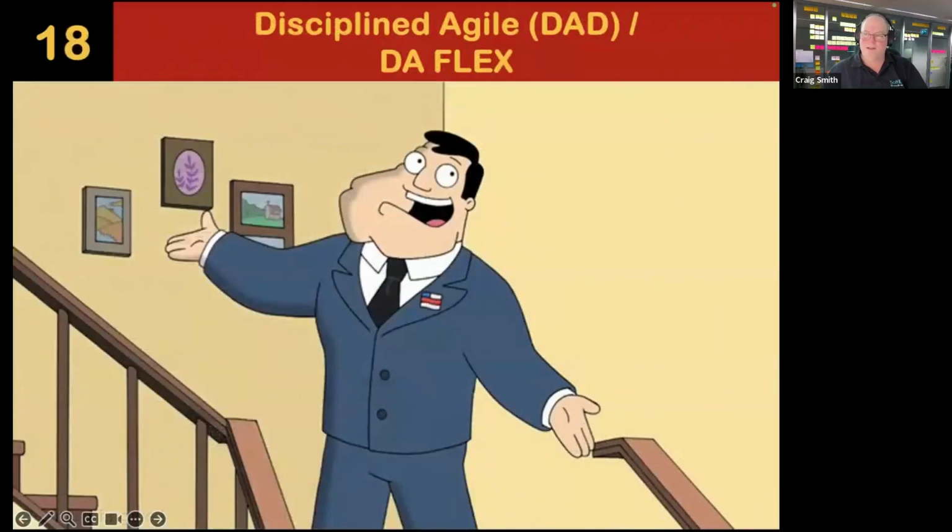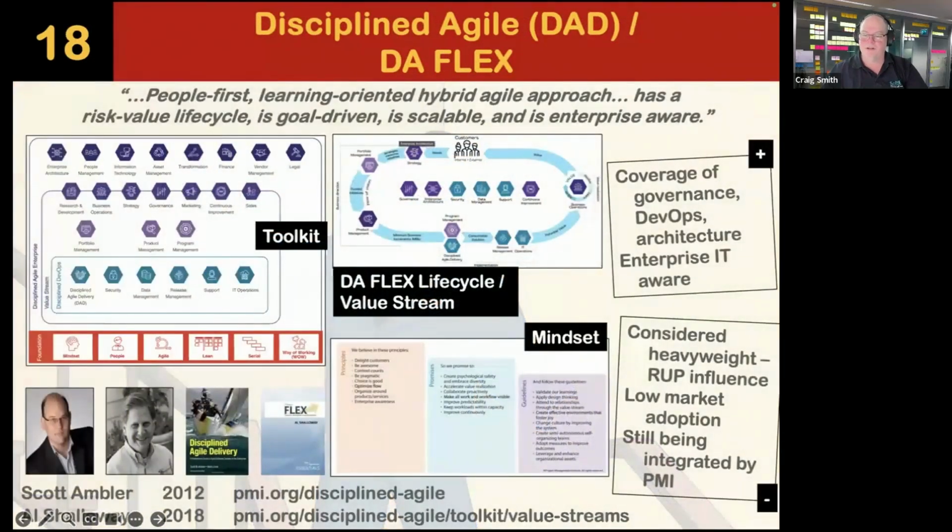We then have Disciplined Agile, or DAD, not an American dad, but DAD is in Disciplined Agile Delivery. Scott Ambler originally proposed this in 2012. More recently, it got bought by the PMI, probably 5 or 6 years ago now. Interestingly, both Scott and Al have left the PMI. Still being integrated, still looks kind of the same as it does. You can see the toolkit on the left-hand side there. Al Shalloway brought DA Flex, which is more the value stream part of it. So the two things together are essentially now what the PMI's version is.